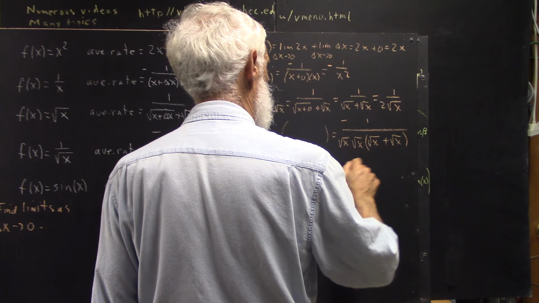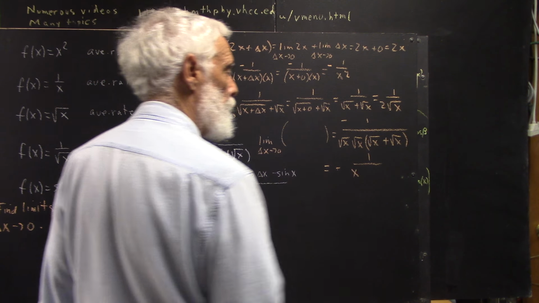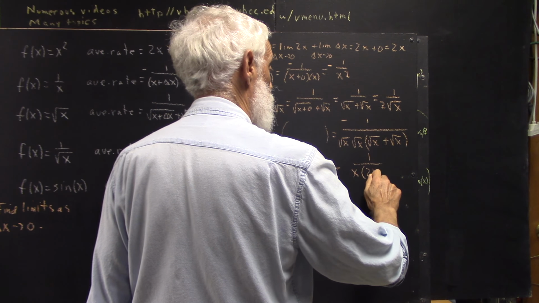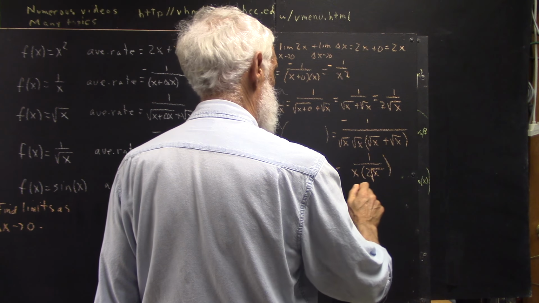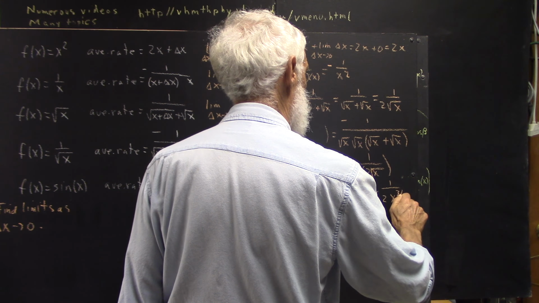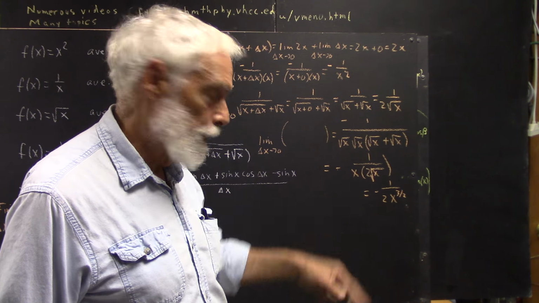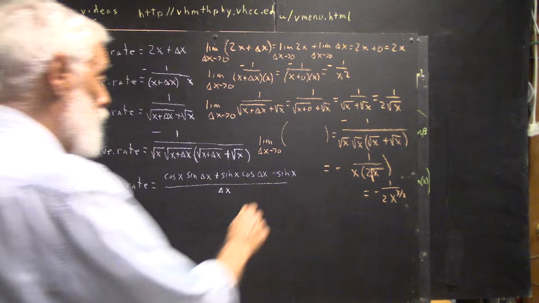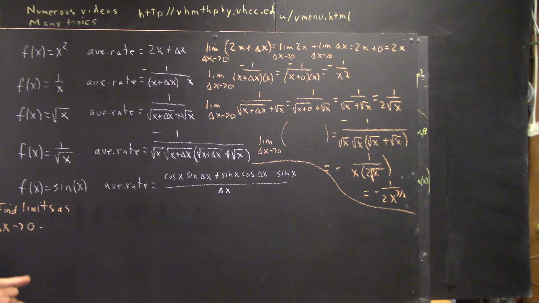And that equals negative 1 over, well, square root of x times square root of x is x, and square root of x plus square root of x is 2 square root of x, which is then negative 1 over 2x square root of x, and x square root of x is x to the 1 times x to the 1/2, which is x to the 1 plus 1/2, which is x to the 3/2. So there's your result for the function 1 over square root of x.